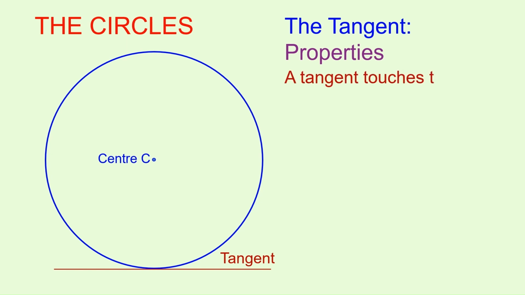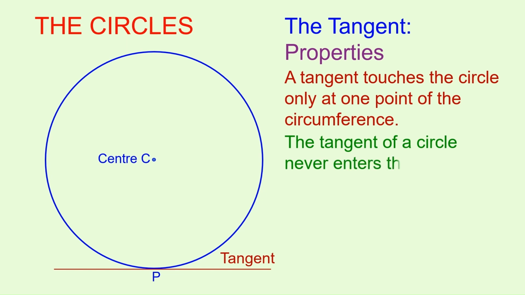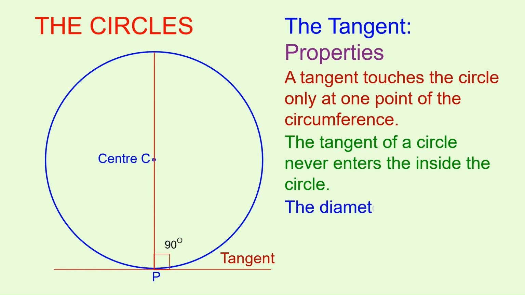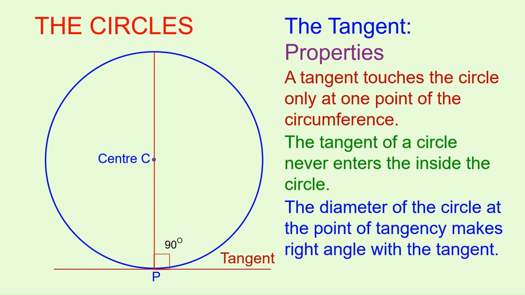Some properties of the tangent. Number 1. A tangent touches the circle only at one point of the circumference. Number 2. The tangent of a circle never enters the inside of the circle. Number 3. The important one is that the diameter of the circle at the point of tangency makes a right angle with the tangent.